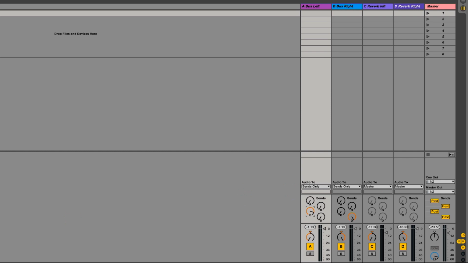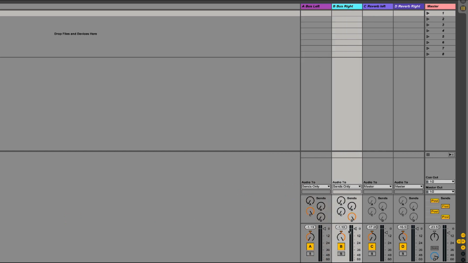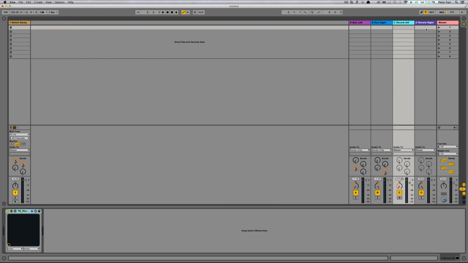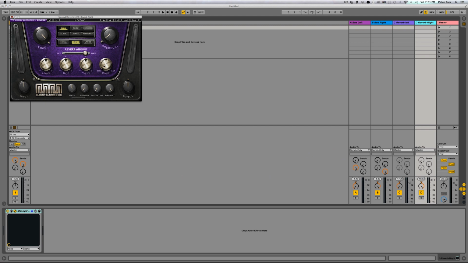And then bus left is going to go to C, which is reverb left. And then bus right is going to go to D, which is reverb right. And then reverb left is pan left, reverb right is pan right. And the same situation, Tone Boosters reverb on the left, matching tail time to the reverb that's on the right. And so we can hear that.